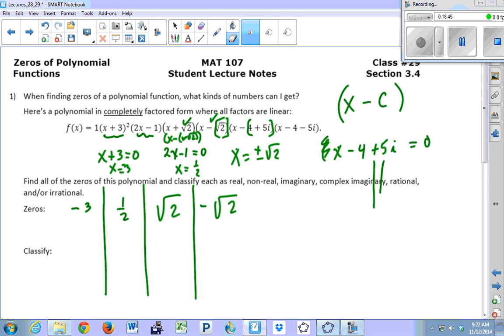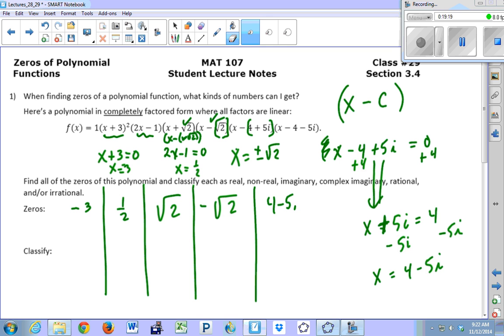I set the whole thing equal to 0 just like we always do. All right, so we're going to solve for x. No big deal. I've got two terms here hanging on to x. So I add 4 to both sides. x plus 5i equals 4. And now I got to get rid of minus 5i from each side. So I get x equals 4 minus 5i. And that's what x becomes. So we have 4 minus 5i. And in a minute, you'll see once you get one of these non-real zeros, you got the other one automatically.